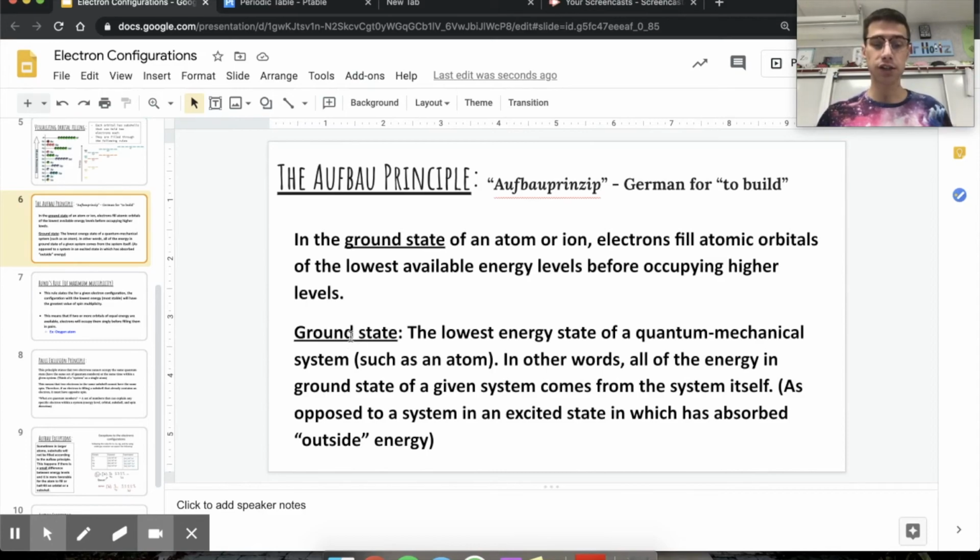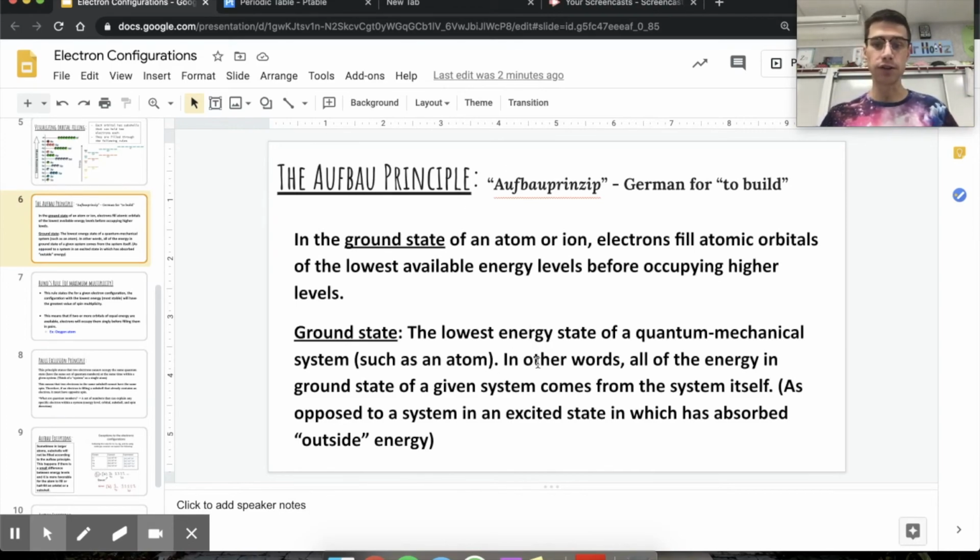Okay, so just again as a refresher, the ground state is the lowest energy state of a quantum mechanical system, such as an atom, okay? So when the atom has its lowest amount of energy, and right, we talked about how there's a relationship between energy and stability. So when energy is really low, stability is really high, right? As atoms gain more energy, their stability goes down because they're really ready to be active and to do things like form bonds and create molecules, okay?